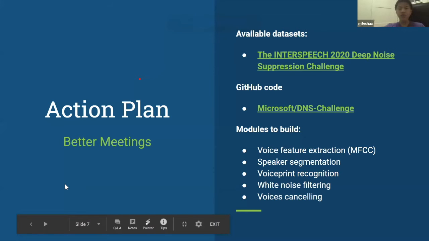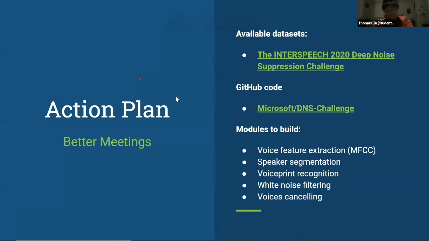So our goals for the future are to train an AI using this data set, the Interspeech 2020 Deep Noise Suppression Challenge, which is an open source clean speech and noise data set for training noise suppression models. The Microsoft DNS challenge is a GitHub repository that has the scripts and models and required files for us to train AI on it. So we can also use that.